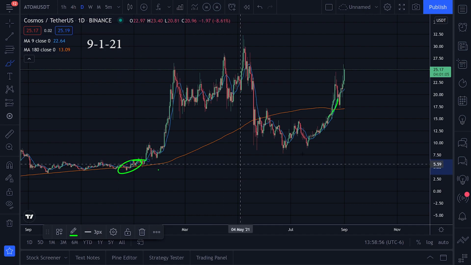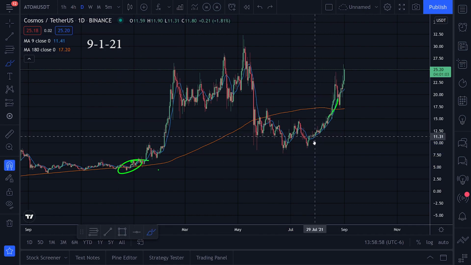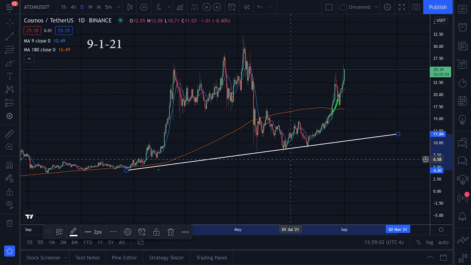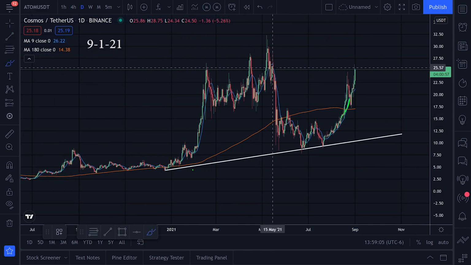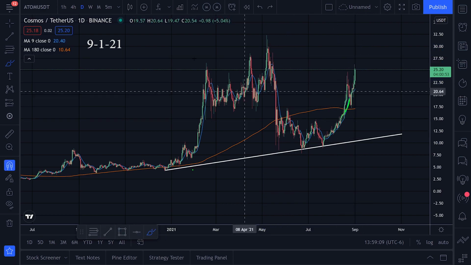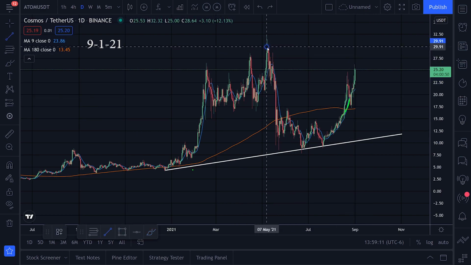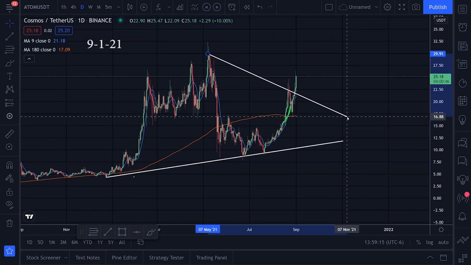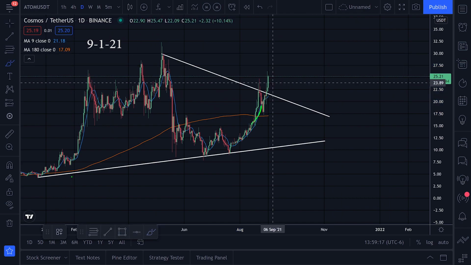So we have support right here, basically something like that. That's our bottom line, something like this. And then we have resistance somewhere probably like right here, and we had resistance right here. So that's pretty much our tops. So I'm looking at like a downtrend, something like this. We actually broke that resistance right here.